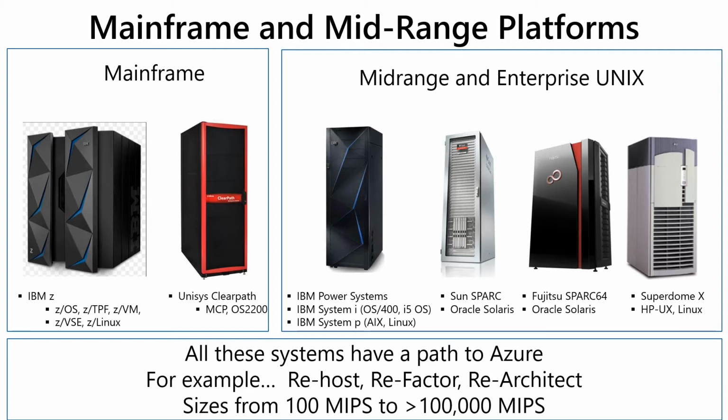Mainframes are sometimes measured in what's called MIPS, or millions of instructions per second. The smaller ones would be something like 100 MIPS, but the large ones can be over 100,000 MIPS. So we have seen all of those moved from mainframes into Azure. And as I mentioned, Microsoft is really not new at doing this. We've been helping customers move off mainframes for about 12 years.